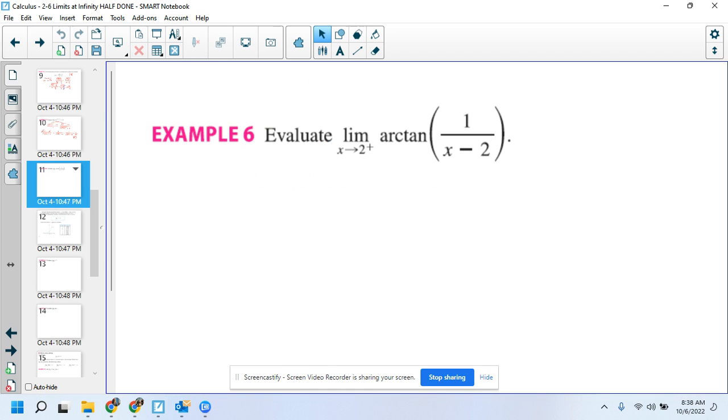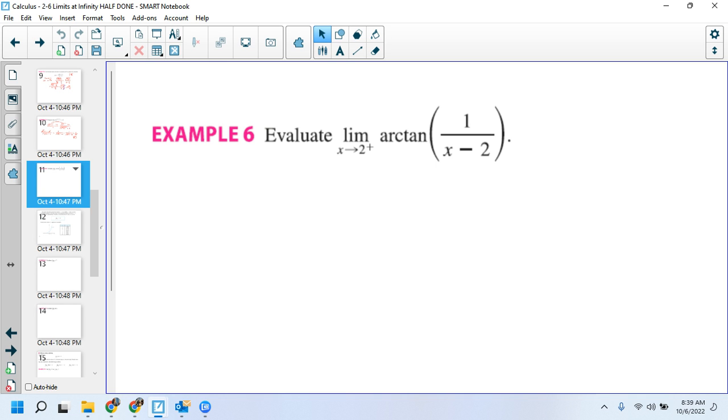Okay. All right, so this is the final day of section 2.6, limits at infinity. We're going to evaluate the limit as x goes to 2 from the right of arc tangent of 1 over x minus 2. Oh, man, I really should have prepared this because this is a hard one. You're like, why is it difficult?